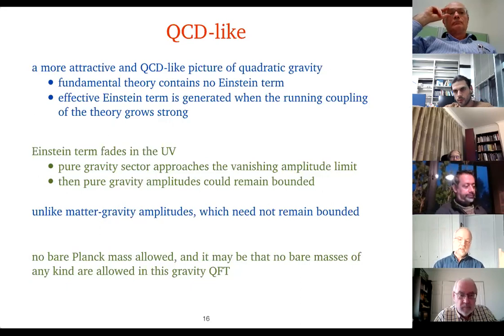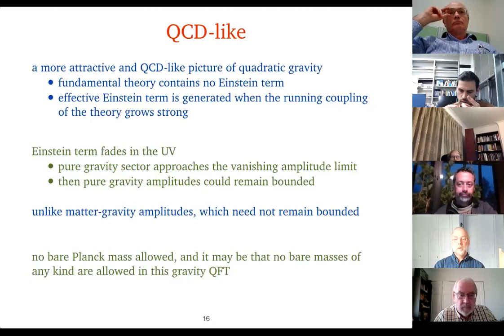So that's the pure gravity sector. The other example I gave was scalar graviton scattering. It seems to go some other way, and it doesn't need bounded amplitudes for perturbation theory to survive. Okay, so basically we're finding from what I've seen so far that there is no bare Planck mass allowed in this theory. And perhaps it's also true that no bare masses of any kind are allowed in this gravity quantum field theory.